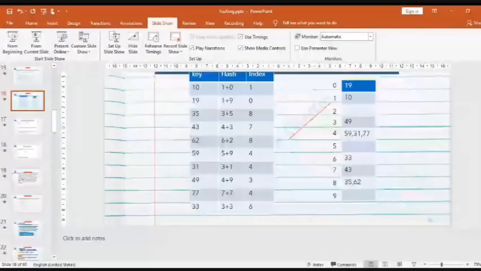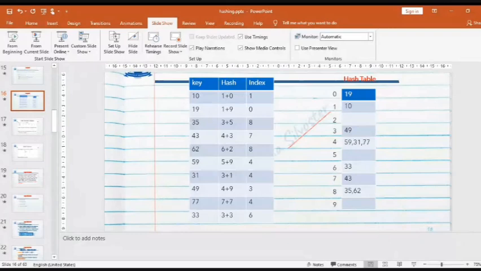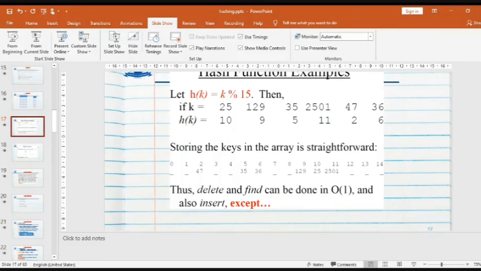So you will get a hash table like this. On the right-hand side, this is our hash table. Look at location 4: we have 3 numbers, 59, 31, and 77. That means it is a collision. Also at location 8, we have 2 numbers, 35 and 62. That is also a collision. So we have to avoid collisions. Only then will the hash function become a perfect function.